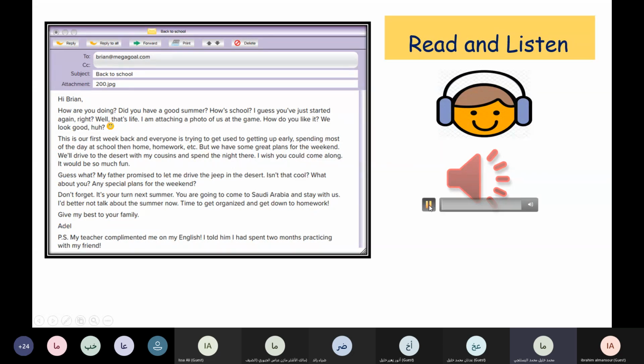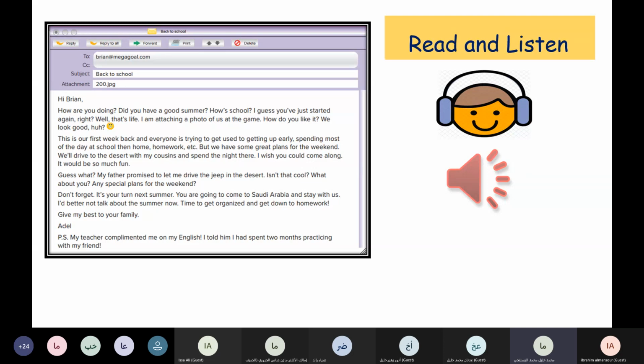Page 15. 10. Writing. To Brian@megagoal.com. Subject, back to school. Attachment, JPEG.200. Hi, Brian. How are you doing? Did you have a good summer? How's school? I guess you've just started again, right? Well, that's life. I am attaching a photo of us at the game. How do you like it? We look good, huh? This is our first week back, and everyone is trying to get used to getting up early, spending most of the day at school, then home, homework, etc. But we have some great plans for the weekend.